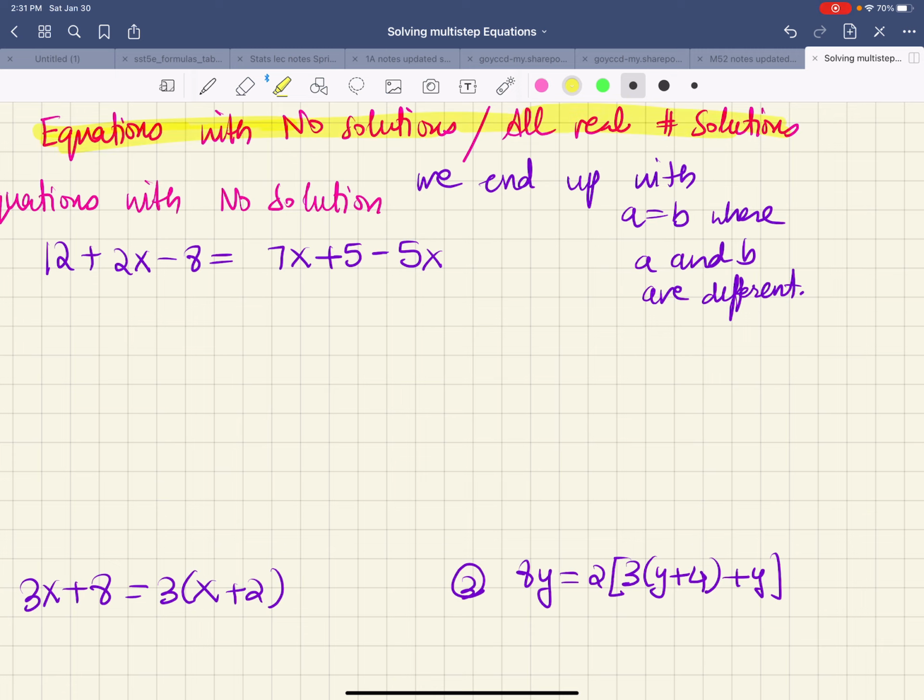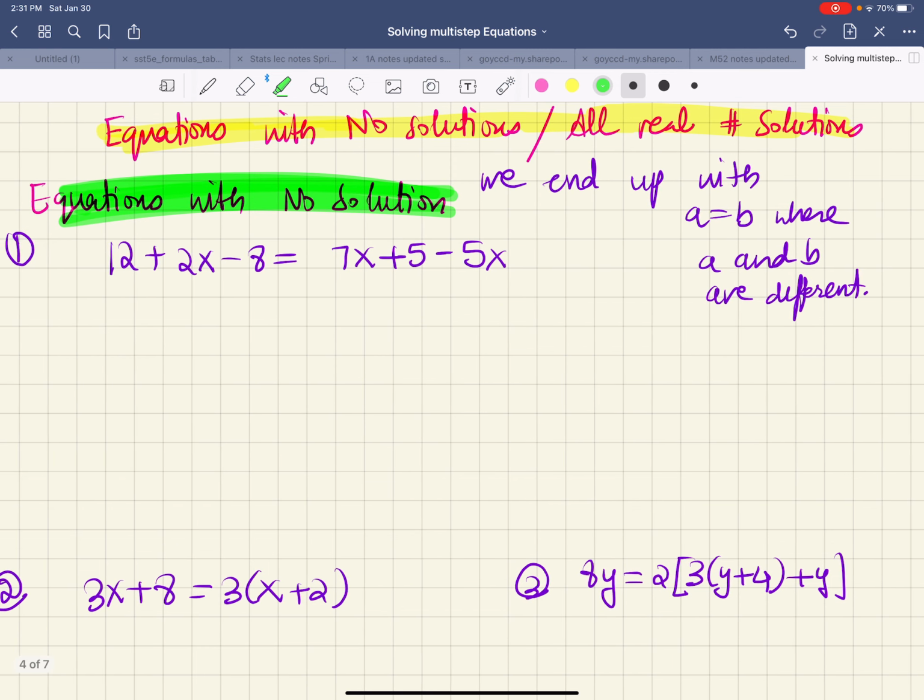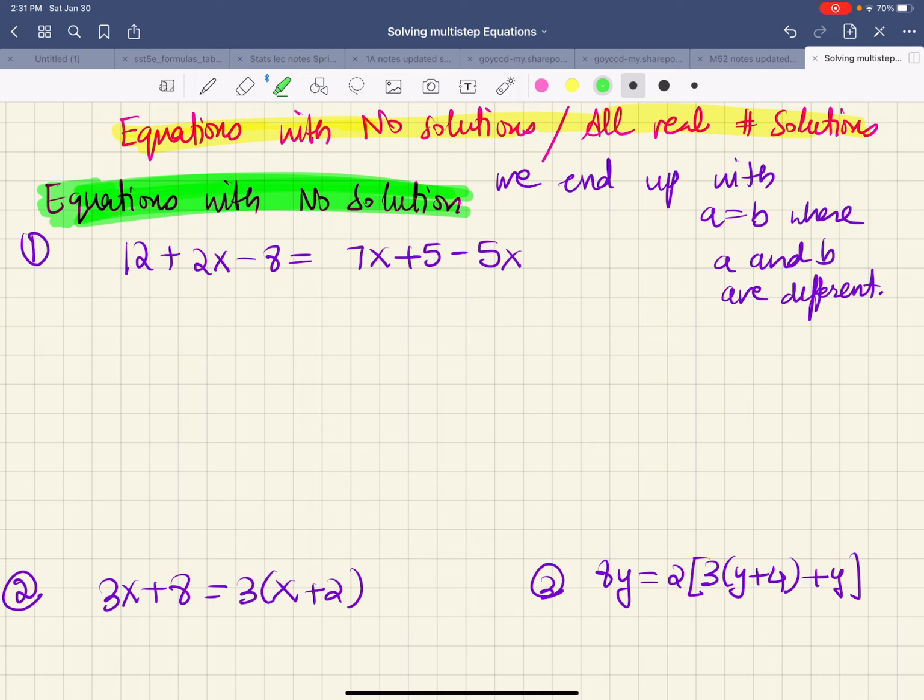First, we will focus on equations with no solutions. There's no number that you can plug in for the variable that would make the left and right hand side equal to each other. When you're trying to solve such equations, we end up with something like A equals B, where A and B are different. They are not really equal to each other. We might end up with 5 equals 3, or 0 equals 2, or negative 3 equals 7. So we end up with something that's not true, and that tells us that there's no solution to this equation.